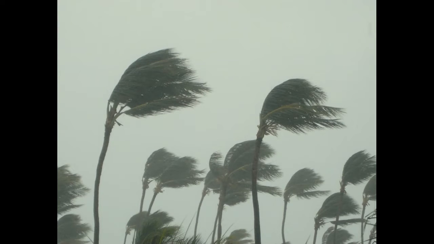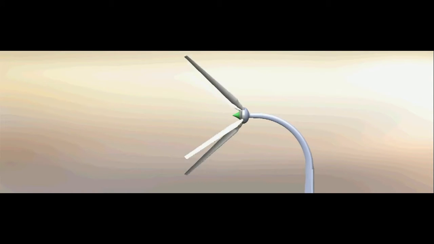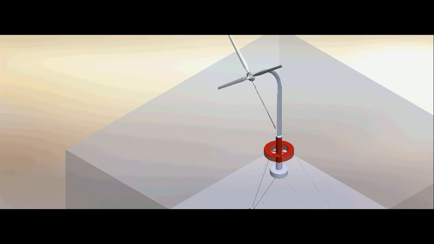This is the conceptual design of a floating offshore wind turbine. For this, we have relied on nature's design found in the adaptive behavior of palm trees to high winds. As main advantages over conventional wind turbines, we can advance the following.